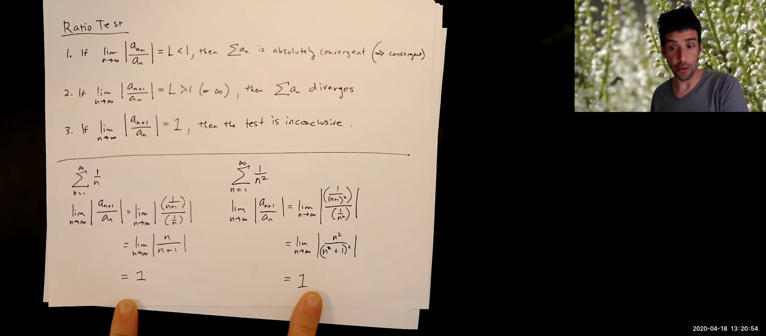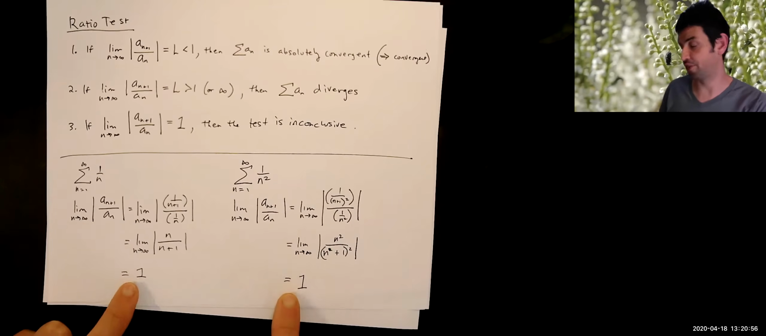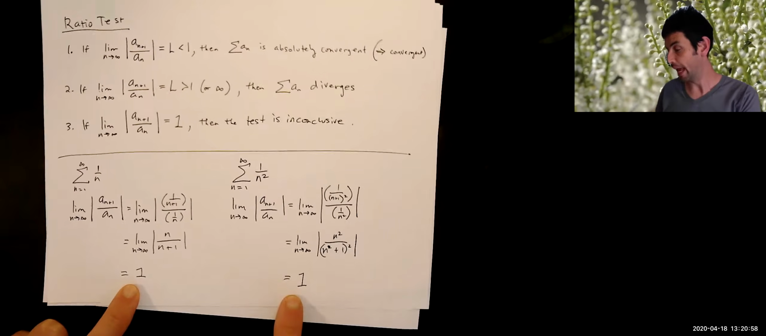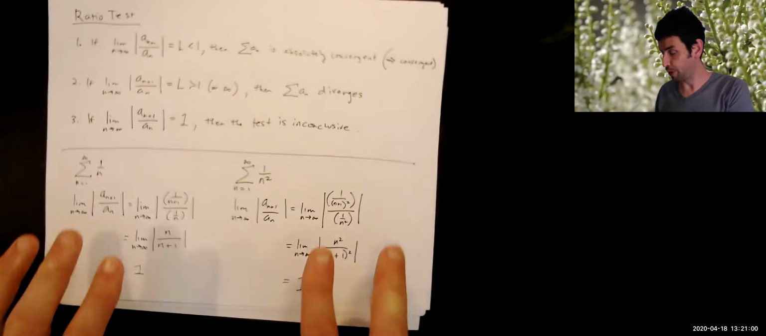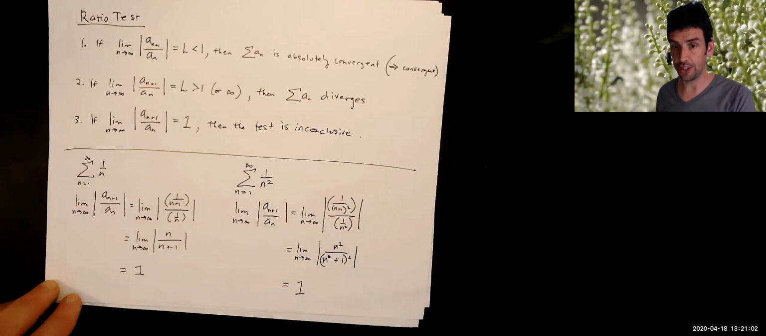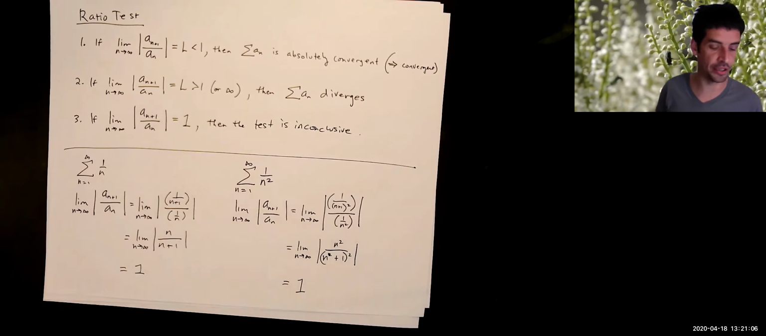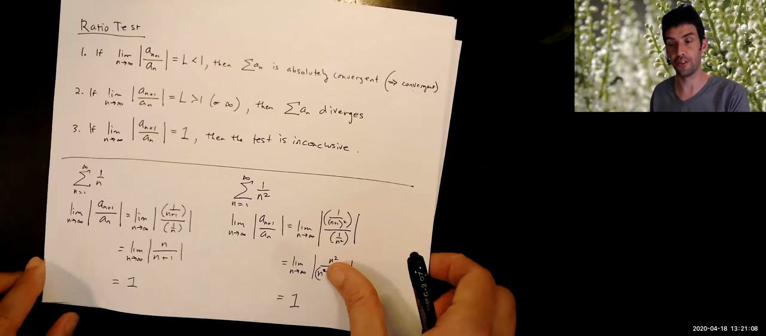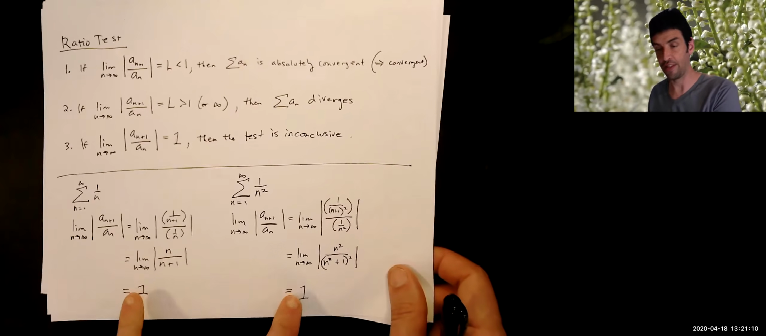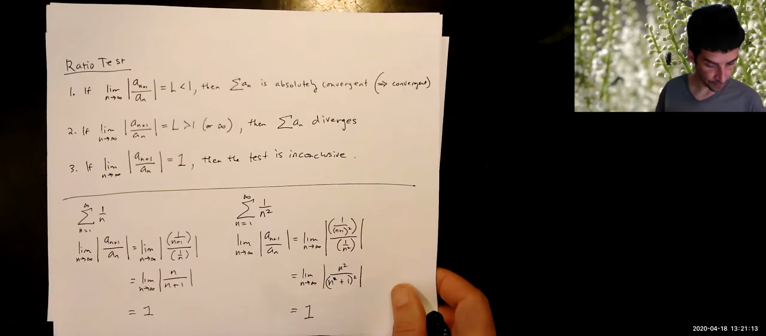So this is just to show us that these are two cases where this test didn't tell us anything, right? And if we were presented with these and decided to try the ratio test and got this, we would have to go to something else. And for both of them, we can see their convergence from the p-series test. But I just want to make sure we understand that this doesn't tell us anything.